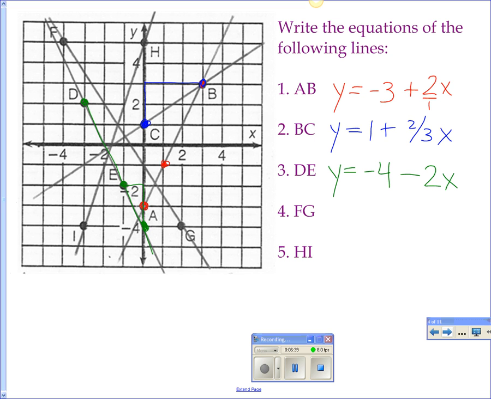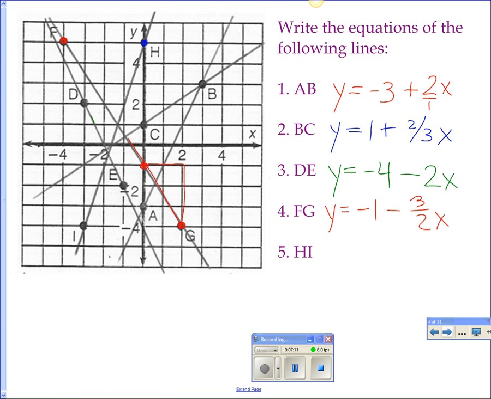All right, let me erase my color so I can do the last 2 lines. All right, from F to G. It crosses right here at -1. And it's also going down, so that's a negative slope. And you go up 3/2. Remember, rise over run. And the last one, HI, I'll do that one in blue.